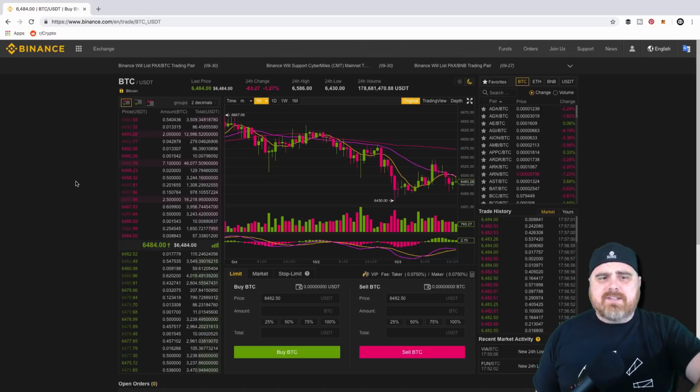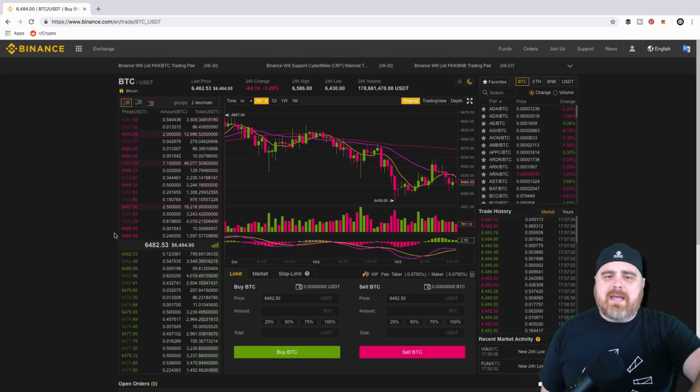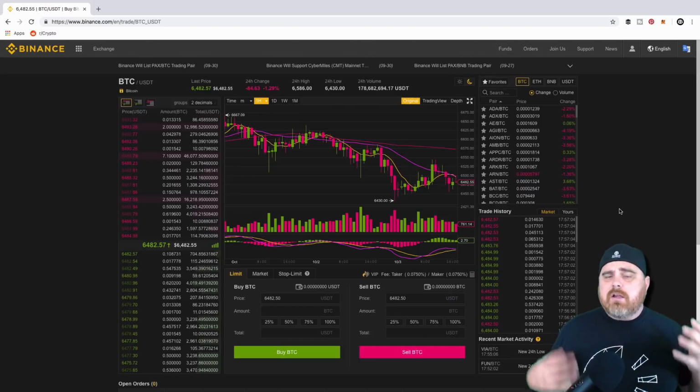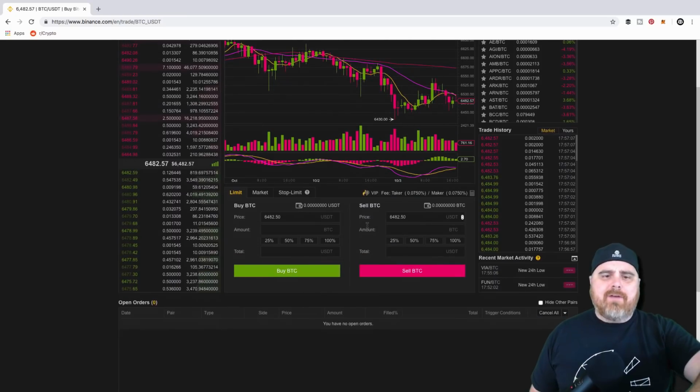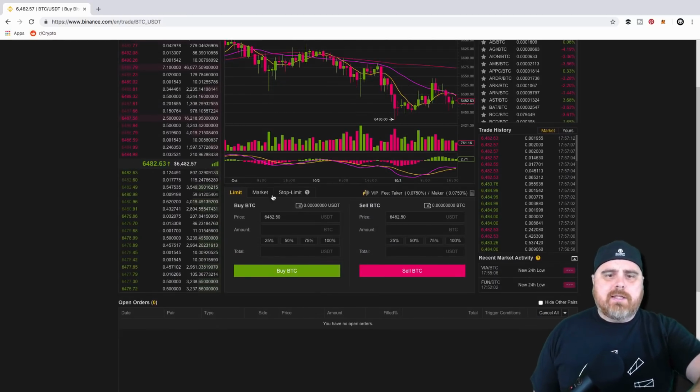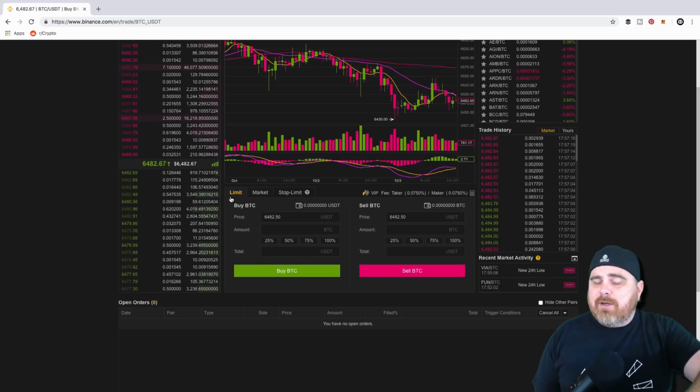These are basically buy and sell orders on the left-hand side. Not really that important for what we're going to be doing today, because I'm going to be showing you how to do a market order. So if you look down here, you have limit, market, stop limit. We're not going to talk about stop limits today, and we're also not going to talk about limit orders today.